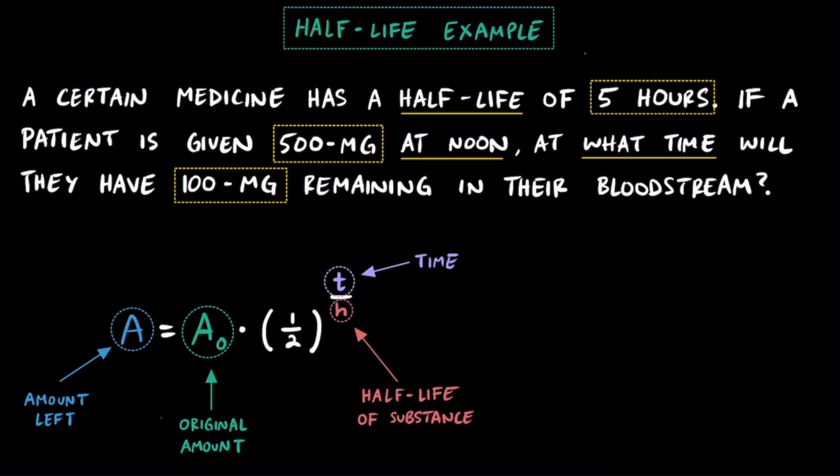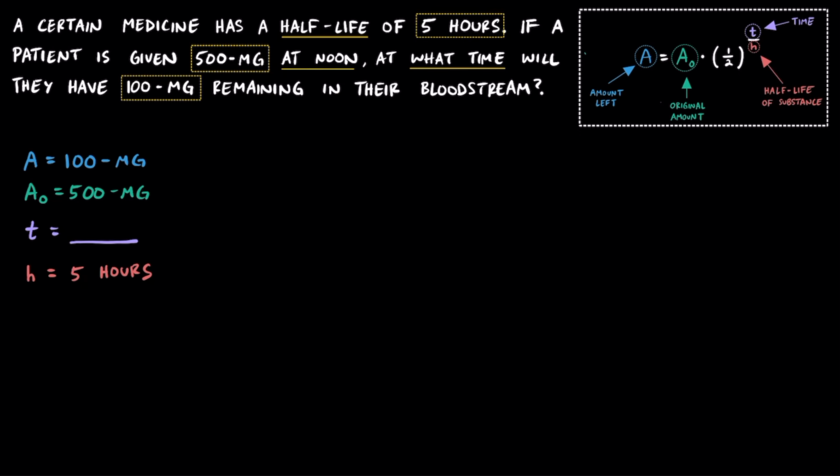Let's see what we're working with for this problem. We're given in the problem that A is equal to 100 milligrams and A naught is equal to 500 milligrams, so we know the amount left and the original amount. The question is asking us about time, so we don't know the value of T right now. However, we are told that the medicine has a half-life of 5 hours, so we know that the value of H is equal to 5. It looks like we know 3 out of the 4 variables, so we can use that information to solve for T, or time.